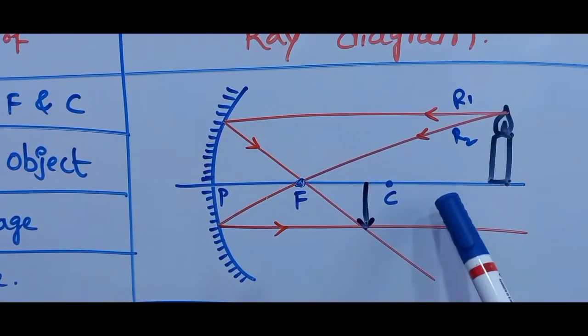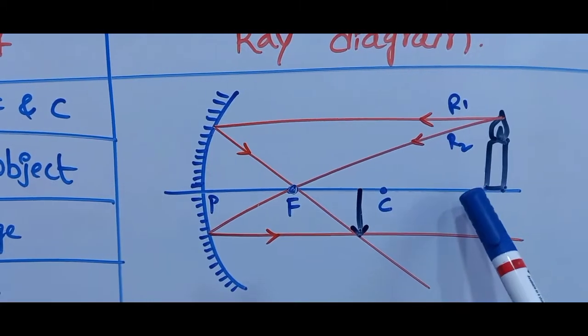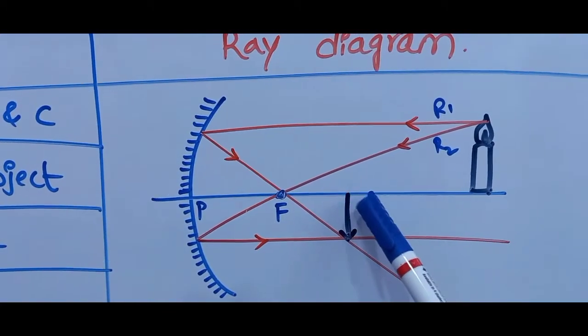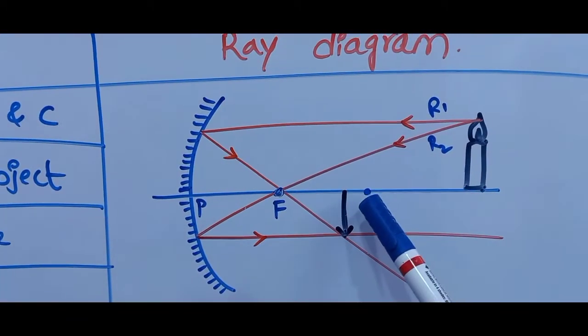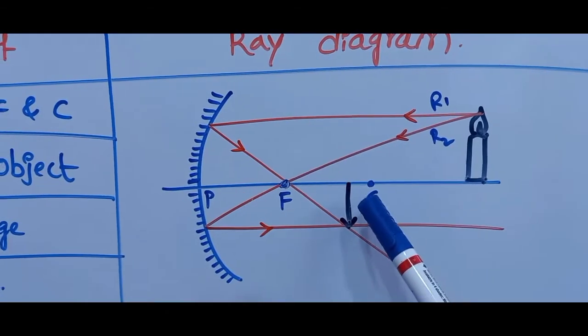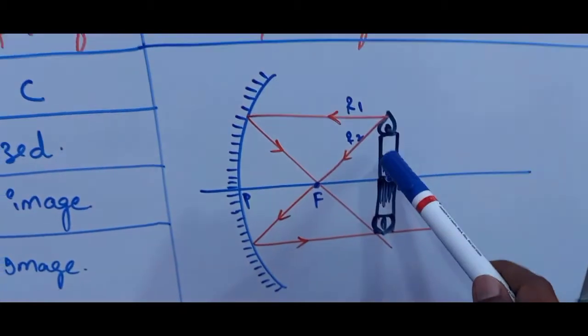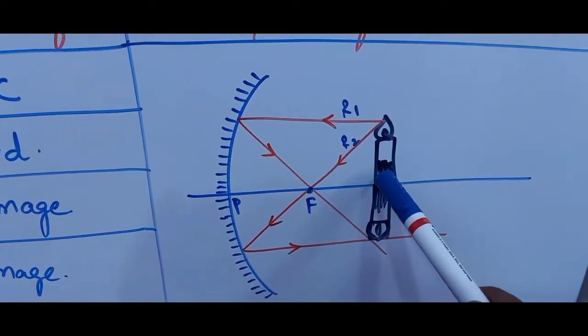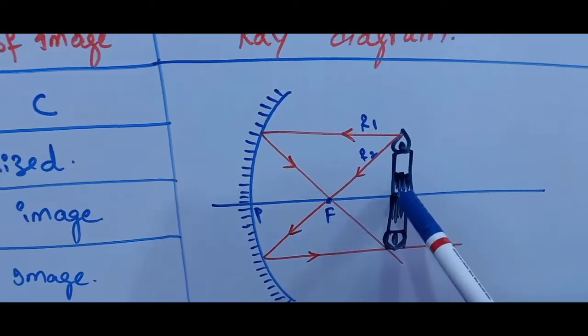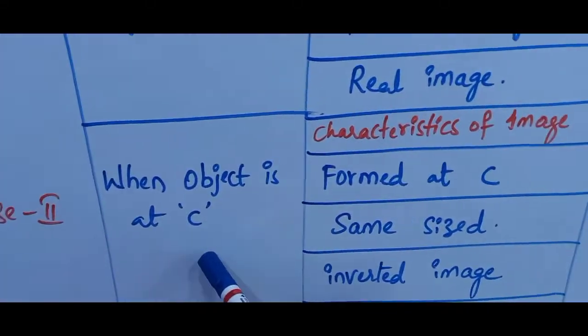That means in the previous case the object is beyond C. Now we have moved this candle towards the mirror. That means we placed that candle exactly upon C, the center of curvature. Now what happens to the image? Where do we actually get the image of the object when the object is placed at C?